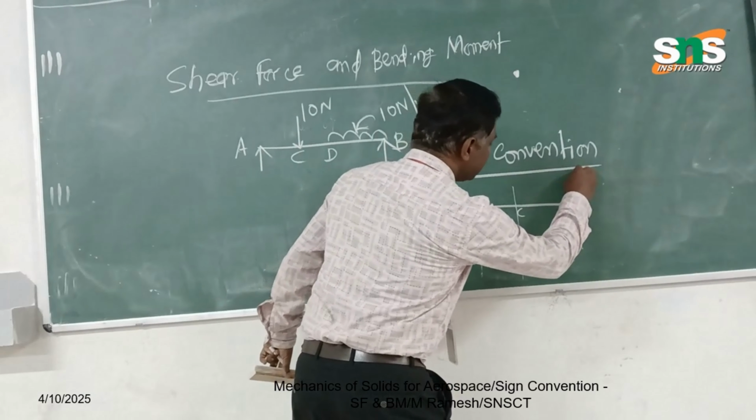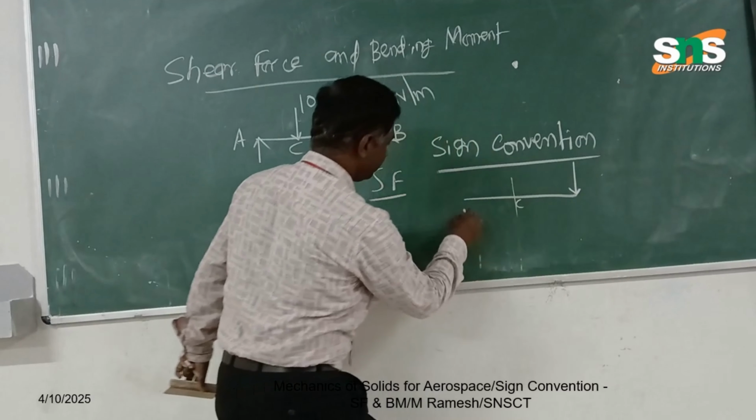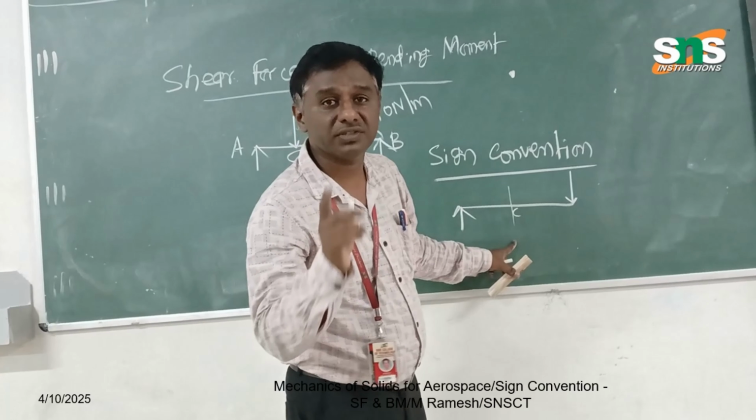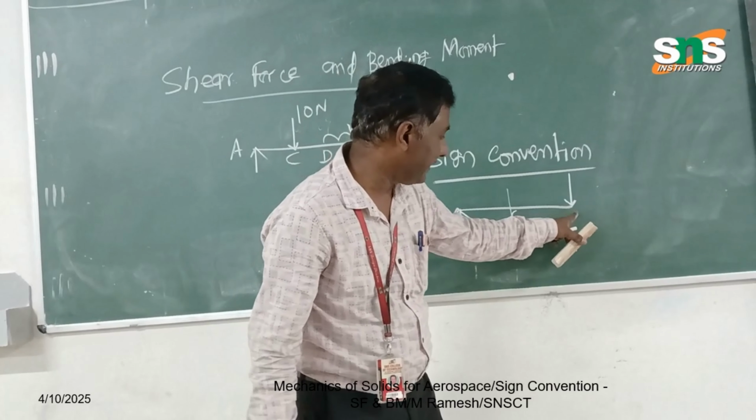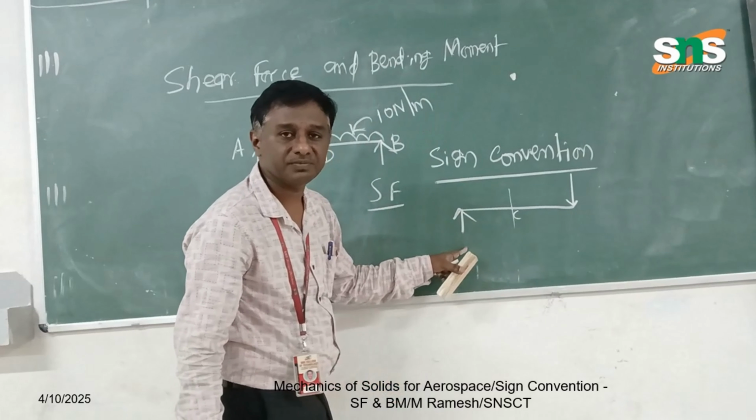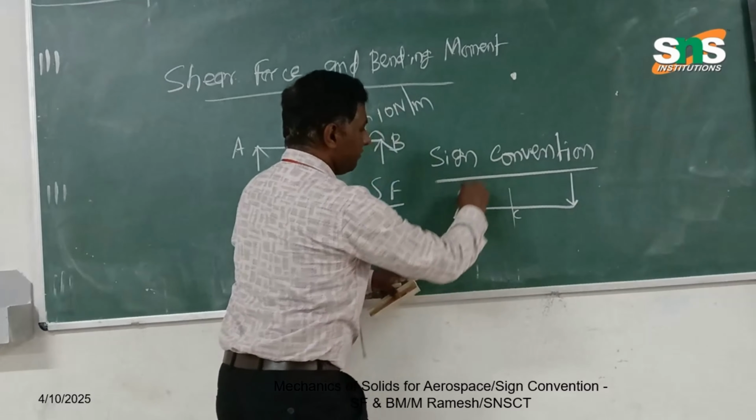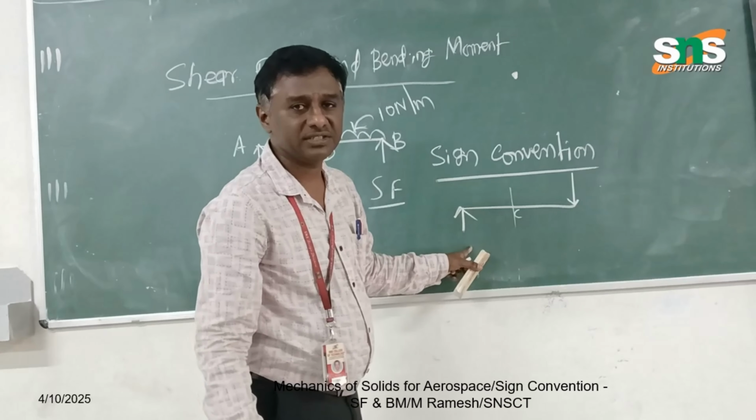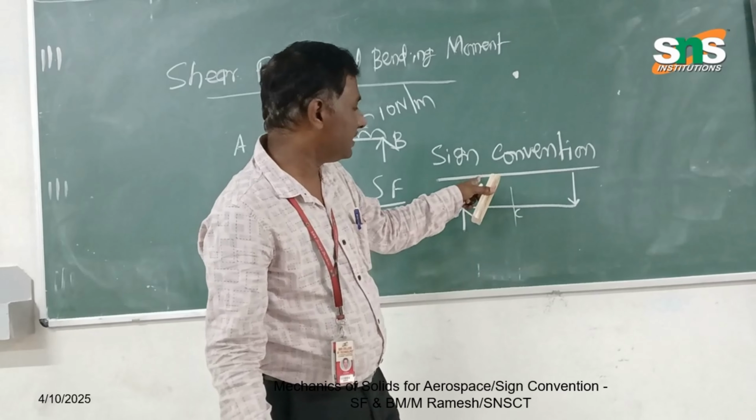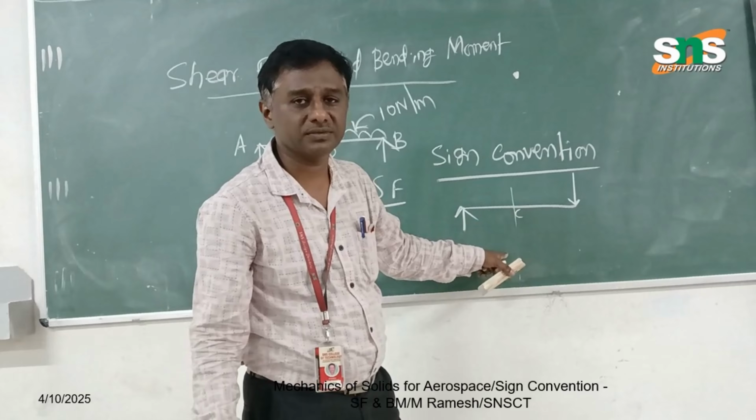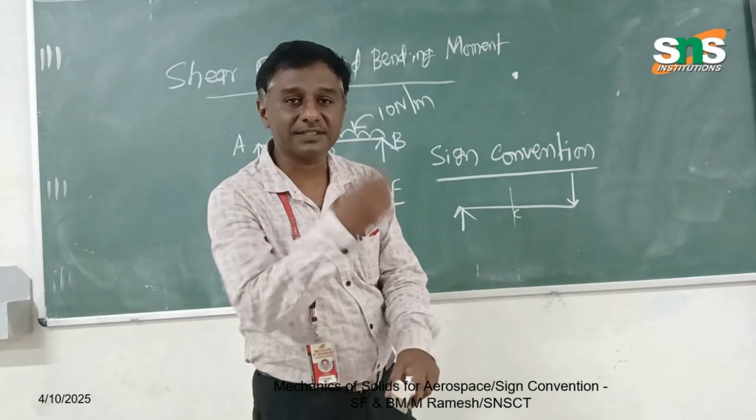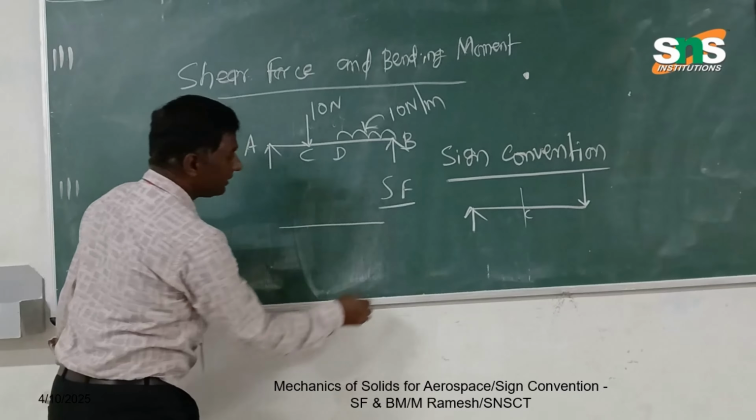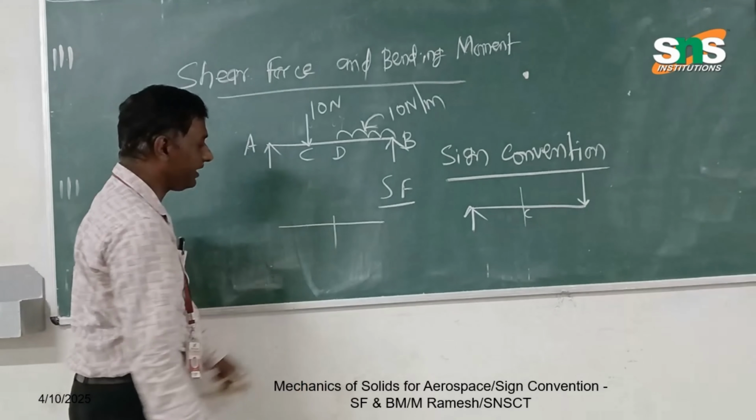This is the sign convention for positive shear force. That means right down, left up. It will move as a clockwise movement. Clockwise movement will give you the positive shear force. Then if it is reversed, same thing, at a particular point I am finding.